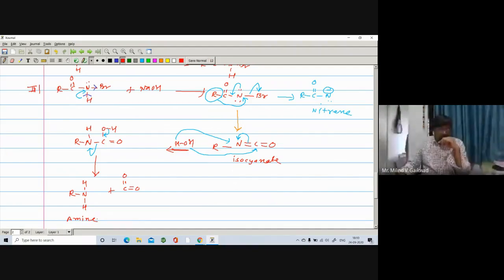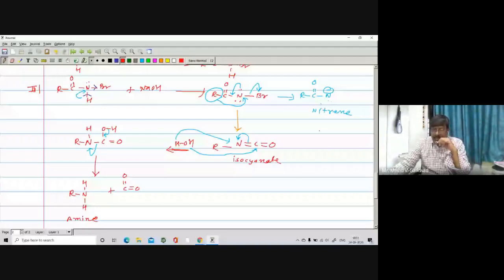Here you'll find that there is a decrease in the number of carbon atoms. Amide was having 2 carbons, but here you are having only 1 carbon. So it is called the Hofmann degradation or Hofmann rearrangement reaction. So this step is a rearrangement, right? In this case, there is a formation of an isocyanate and a nitrene intermediate. So from here also you can write.